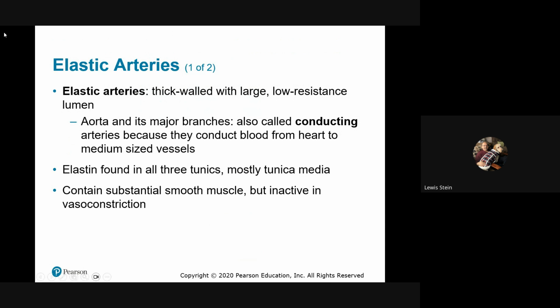They conduct blood from the heart to the next level of vessels. Elastin is found in all three tunics, mostly the media. Substantial smooth muscle. And blood flow is controlled by a process called vasoconstriction. When we get to the nervous system and physiology, basically, you have two systems that control your insides. You have sympathetic and parasympathetic. Sympathetic is the active division, and parasympathetic is the rest division, if you want to paint it with a very broad brush. What happens is blood flow is all about sympathetics.